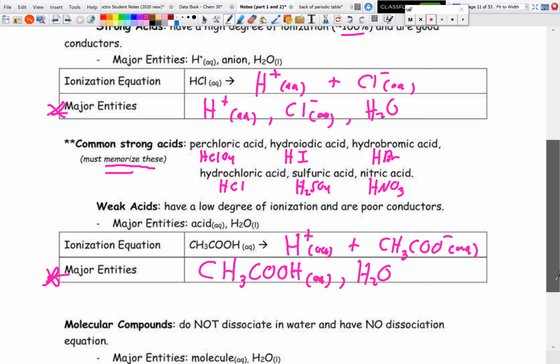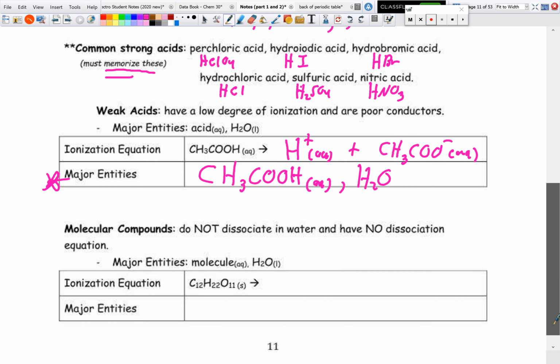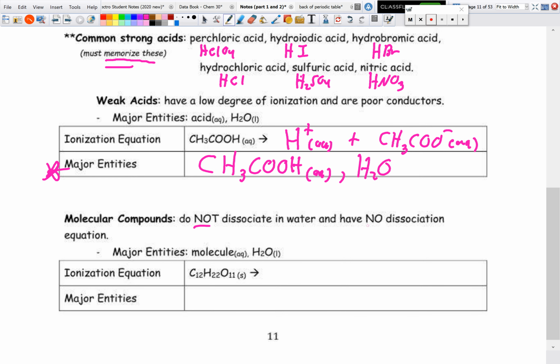Finally, last but not least, our molecular compounds. So these do not dissociate in water and have no dissociation equation. So for example, if we do have something like this right here, so this is sucrose, C12H22O11, because it's a molecular compound, it's going to have no dissociation equation. Now, as for the major entities, I'm just going to leave this blank for a minute. We're still going to have water show up.